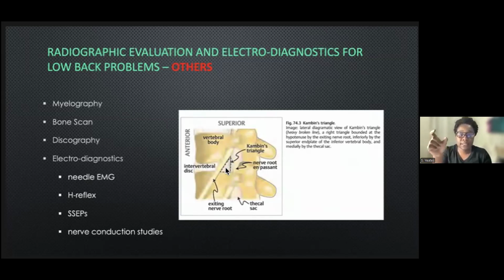The results of this test particularly depend on the volume of the dye accepted into the disc, the pressure needed to inject the dye, and the configuration of the dye, including leakage from the confines of the disc space. And we usually use plain x-rays to produce the so-called discogram, and that helps us to identify levels that may produce the quote-unquote discogenic pain.